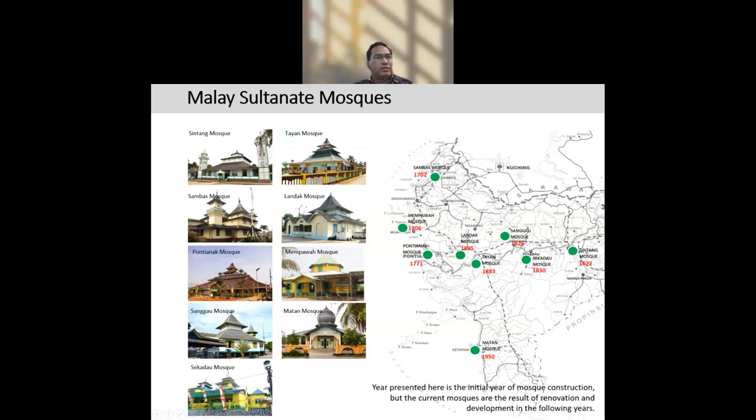Sintang is about 1972. Then Tayan Mosque, 1883. Sambas Mosque is 1702. Andak Mosque is about 1895. Then Pontianak, 1771. And Mempawah, Sanggau and Matan Mosque, and Sekadau Mosque. These are traditional mosques built by the sultanates.